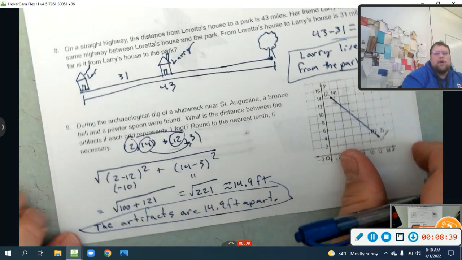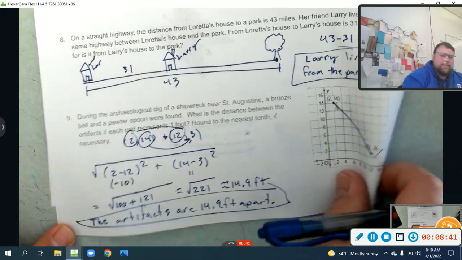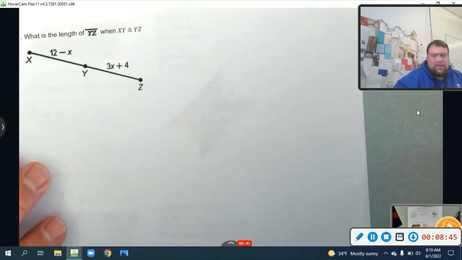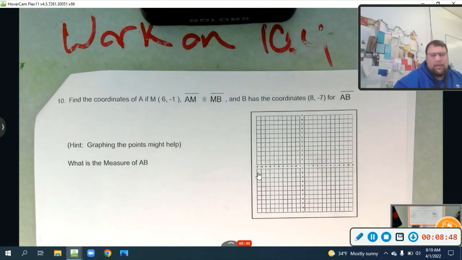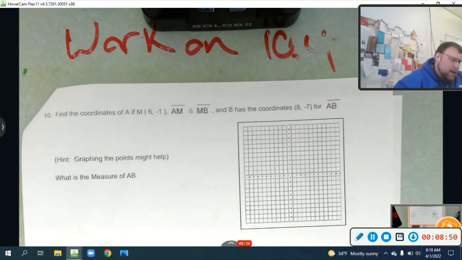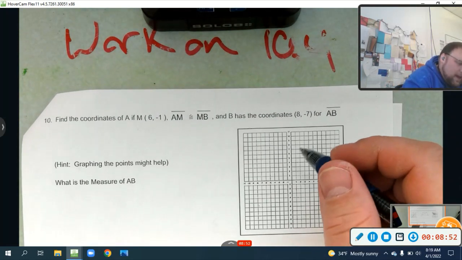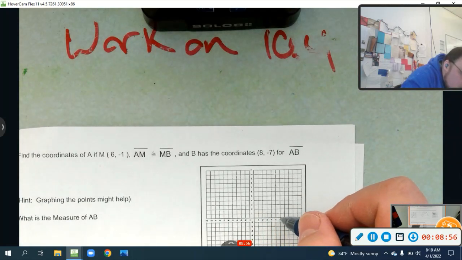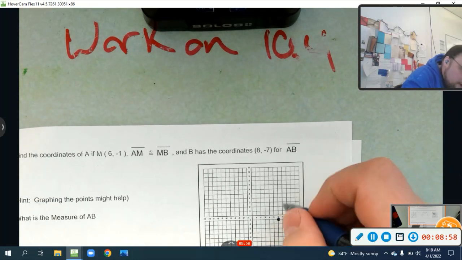Oh, good stuff. This is the distance formula, not so bad. Okay, this one's an interesting problem. It required you to use a little bit of remembering about slope triangles and all that. Find the coordinates of A if M is (6, -1). So we're going to go to 6 and down 1 right there. So we've got our M point.